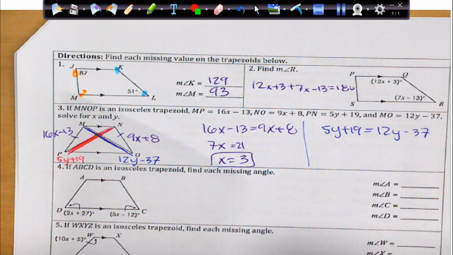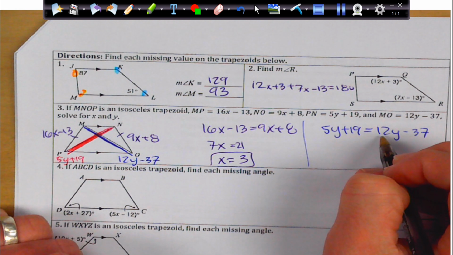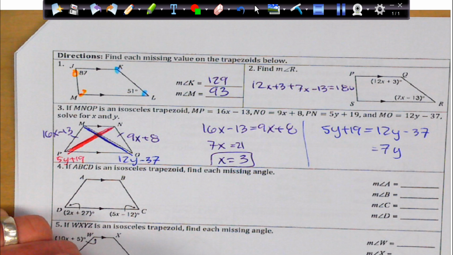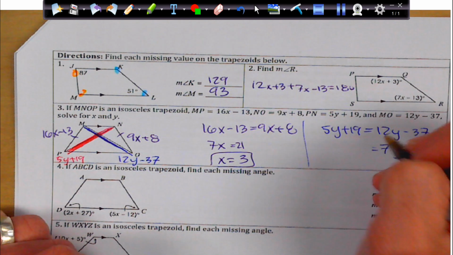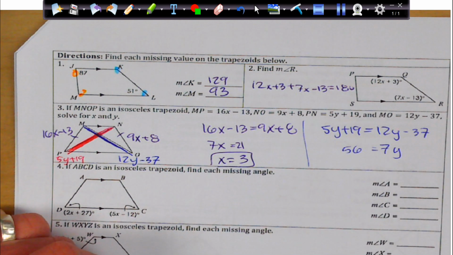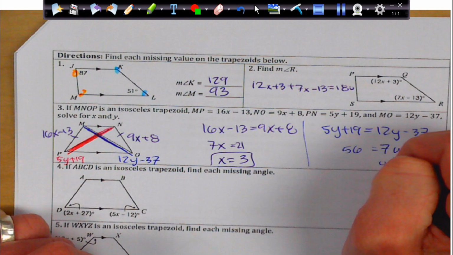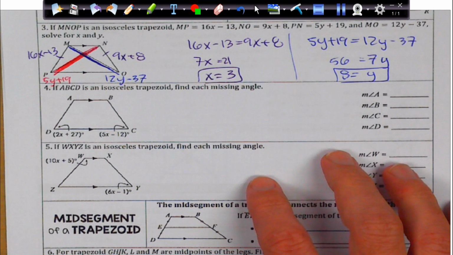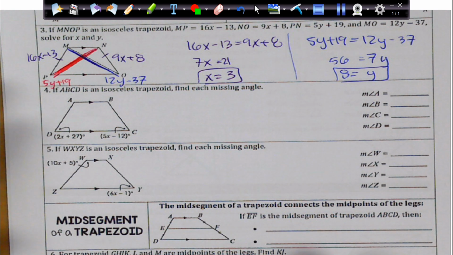And this side over here, I'm going to subtract the 5y from here. I should get 7y. I'm going to do 37 plus 19, which gives me 56, and then divide by 7, we should get y equals 8. Okay? So there we go. Nice and easy. As we move down these, I'm just going to set these up real quickly.